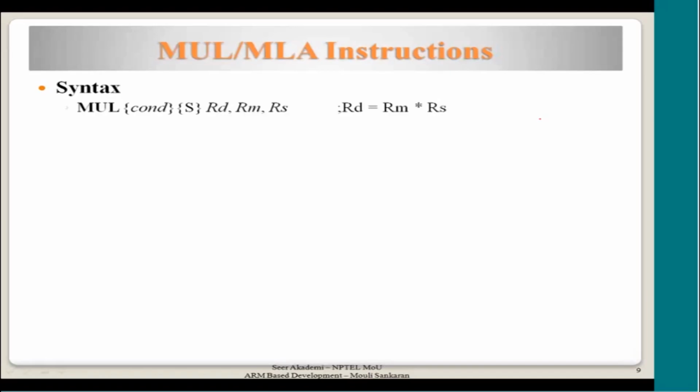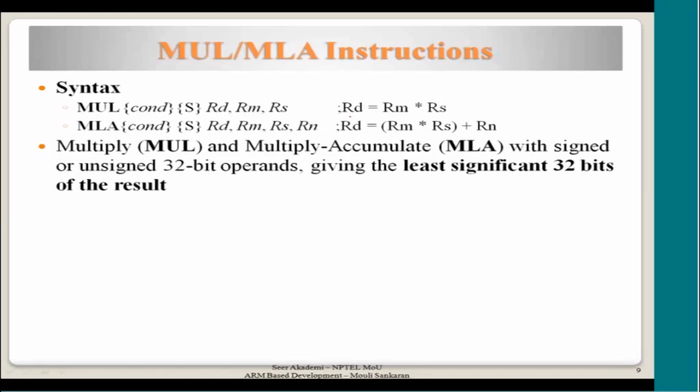What is the syntax and how will they do? I will go a little fast. Now you guys are very familiar with all the instructions. So see, MUL condition, you know, and then RD is the result where the multiplied value is put, and RM into RS.